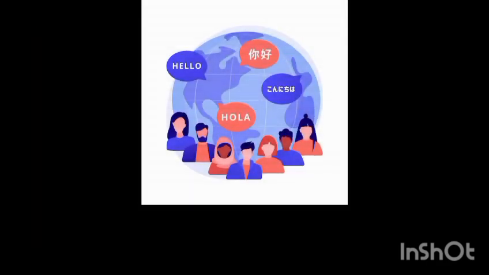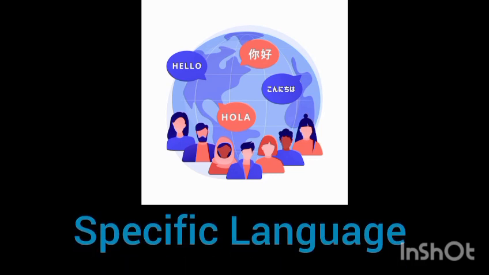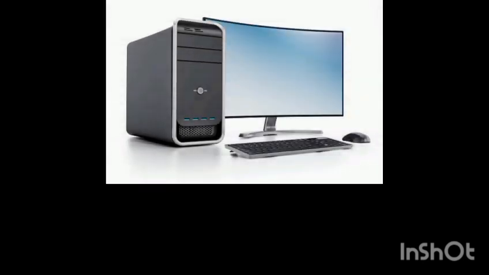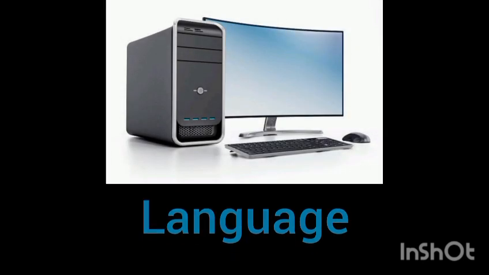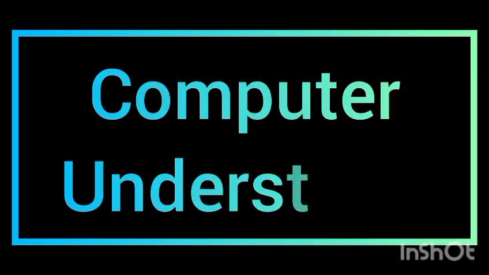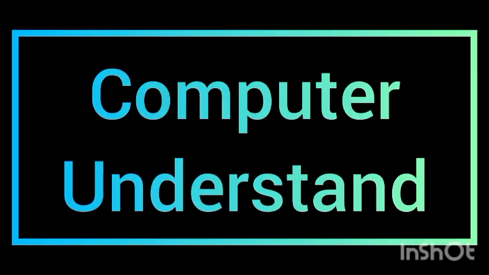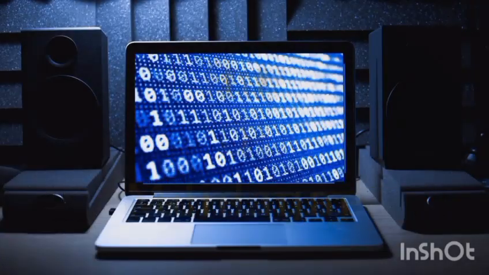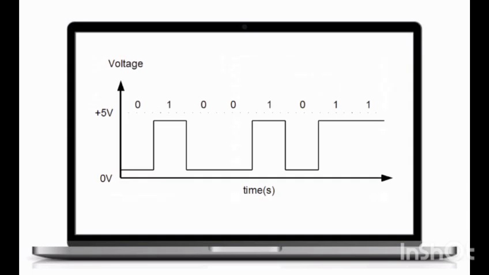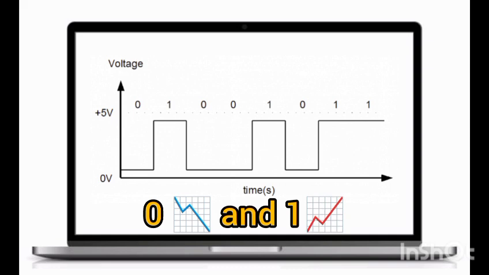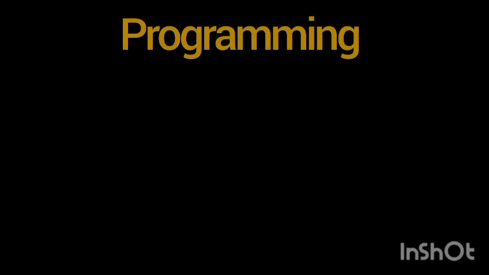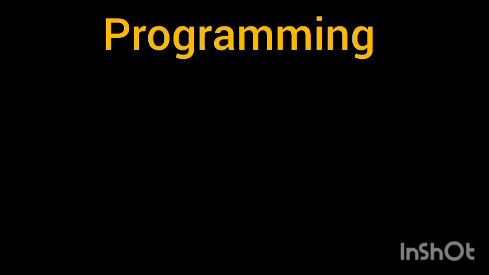And to communicate with a person, we need a specific language. Similarly, to communicate with computers, programmers need a language which is known as a programming language. Now, what does the computer understand? Binary or machine language? The true answer is none of them. The computer only knows the signal. To make it easier for the programmers, it is assumed as 0 for down signals and 1 for up signals.